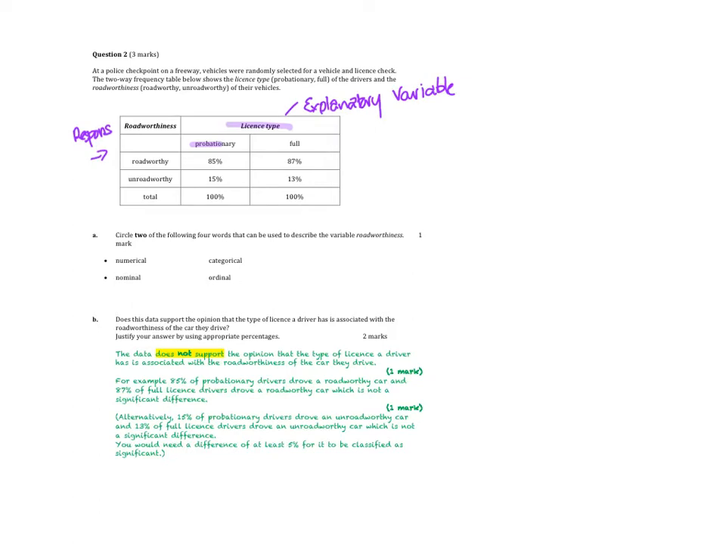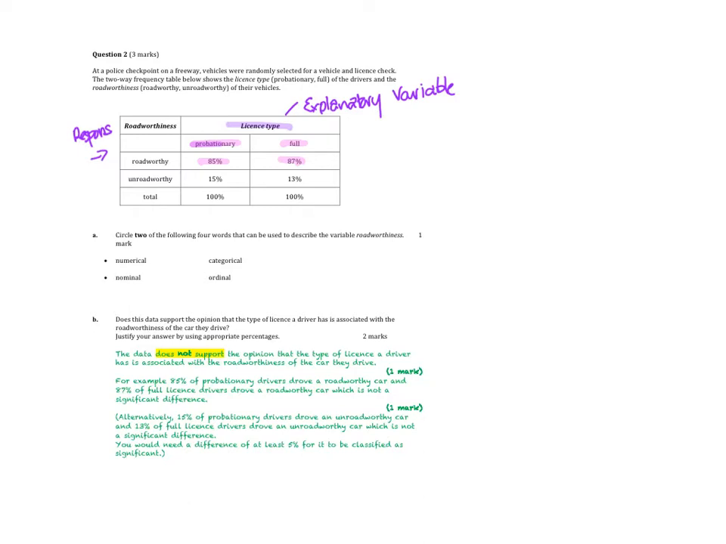So if you have a look at the P-platers, 85% of their cars were roadworthy. And if you look at the full licensed people, 87% of their cars are roadworthy. Do you reckon there's a big difference there? No. So what that means is that the type of license you have, we don't really think it's associated with whether your car is roadworthy or unroadworthy. So this is an example where it is not associated, yeah? And you say that because they're similar stats.